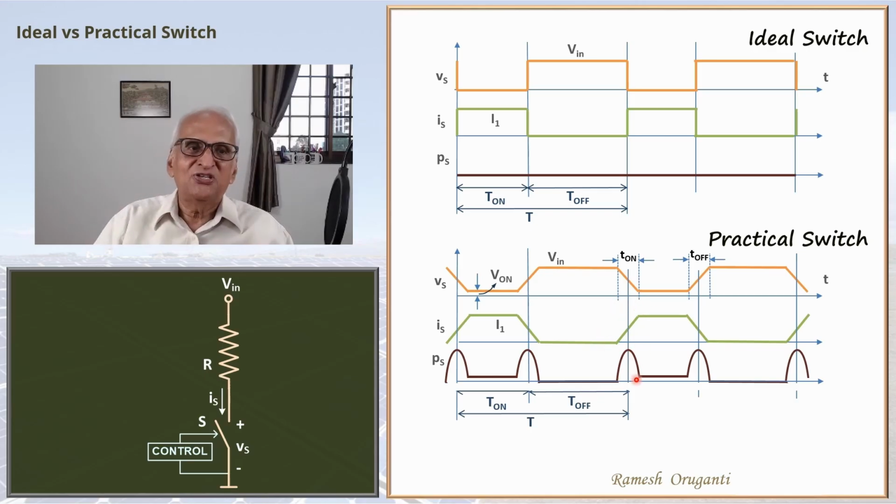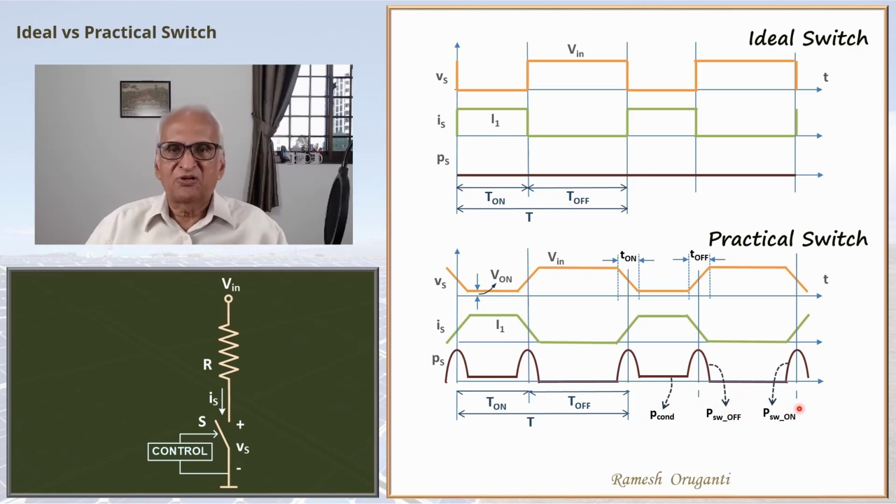If you take these two waveforms and multiply them together, you will get a parabolic shape. You can work it out, or we will do it in another video. So this parabola indicates the turn on power loss. This parabola likewise indicates the turn off power loss. So those are marked here. This is marked peak conduction power loss. This is switch off power loss. This is switch on power loss.